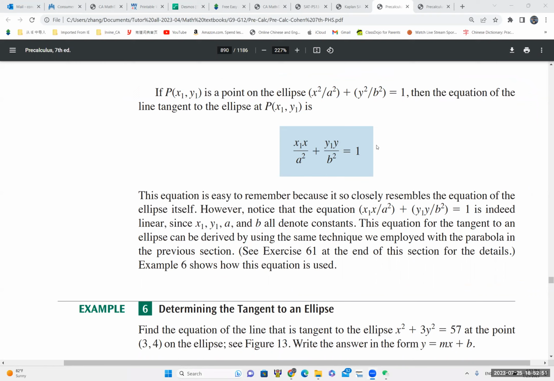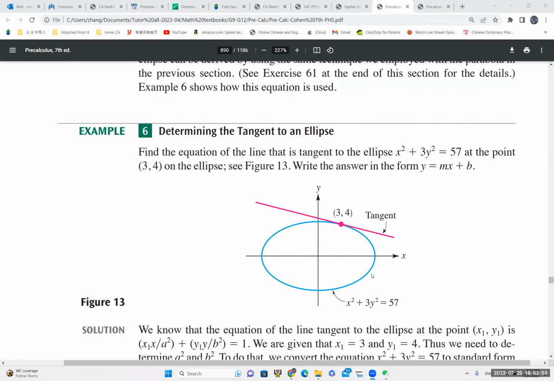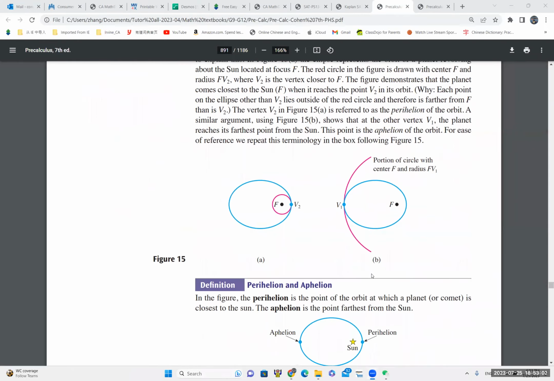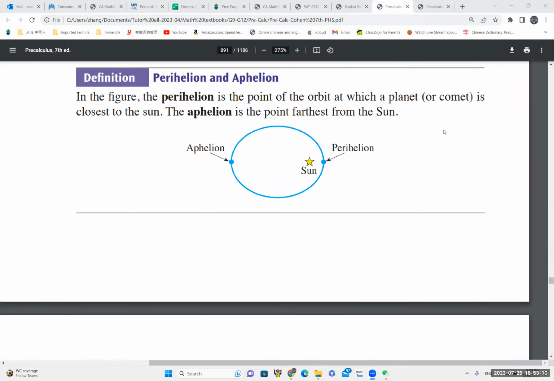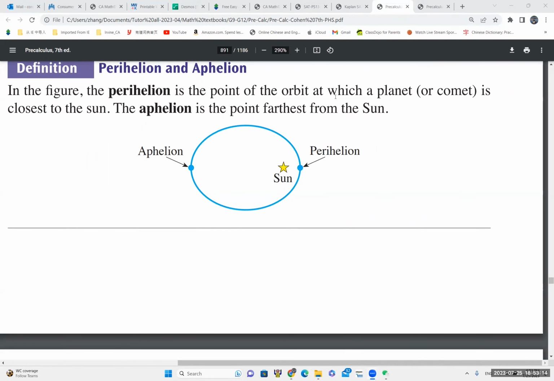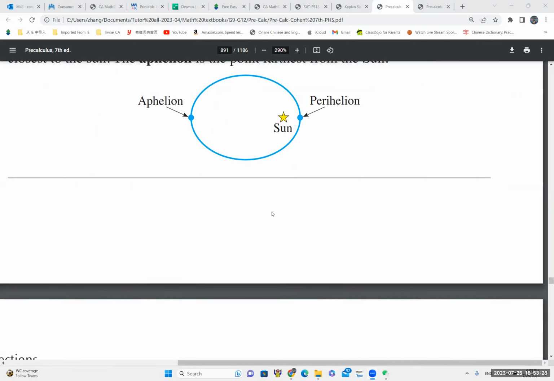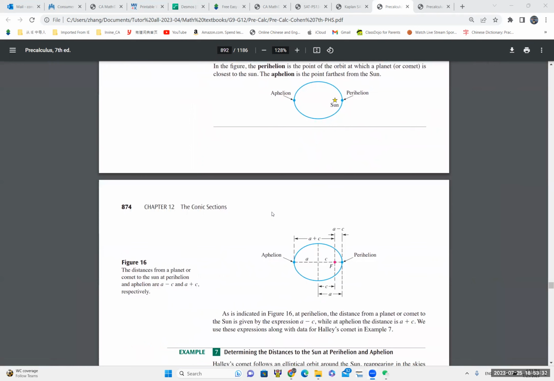Anyway, definition: perihelion and aphelion. Perihelion is the point of the orbit at which a planet is closest. Aphelion is the point farthest. Sometimes the exercise should mention this concept. If you are not sure, go back and check where they mention this.